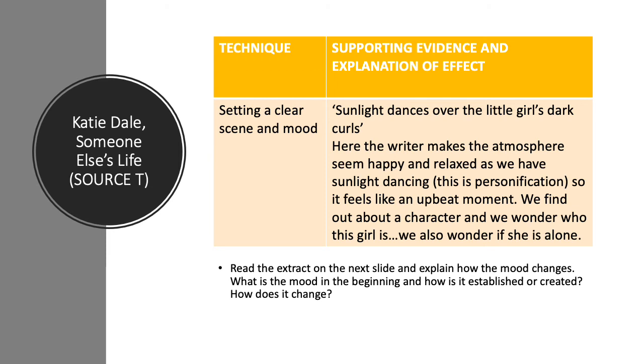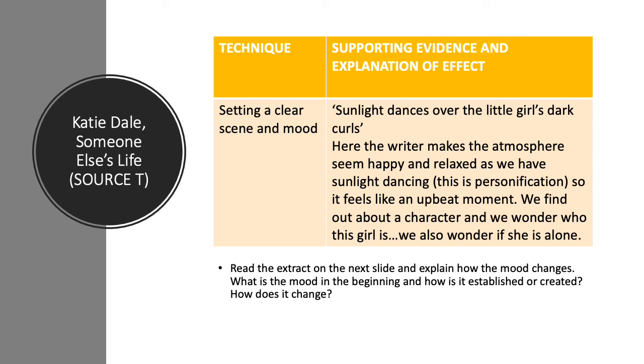In our next source, we're going to look at source T now, which is Someone Else's Life by Katie Dale. What you're going to do is look for techniques that this writer has used to set a clear scene and mood. So in this extract in a moment, you're going to see it starts off with a certain mood and then it changes as the extract develops. So what you're going to write in your form is what mood is created at the start and how the mood changes in the middle, and then how the mood finishes at the end. And I want you to write your answers in your form.